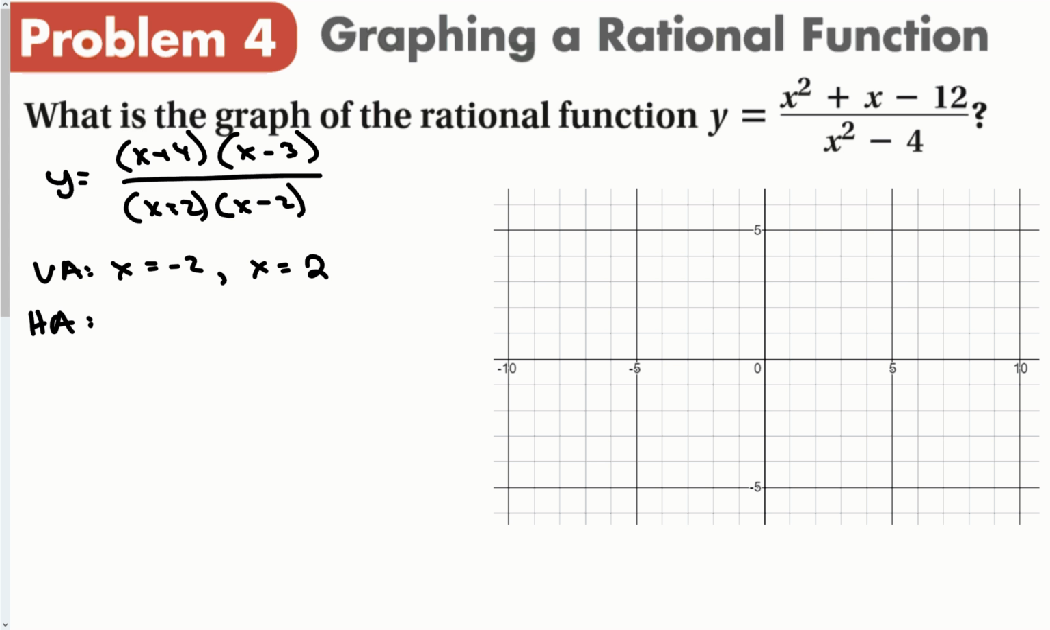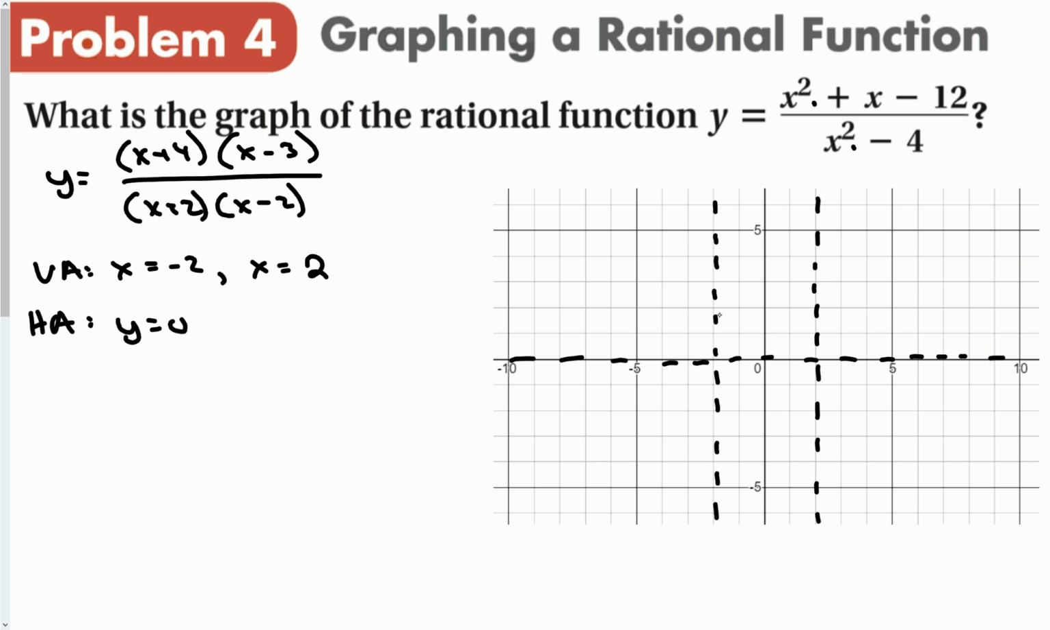Horizontal asymptote. I go back to the original function and I see that the degrees are the same, so that means y is equal to 0. So what you want to do to start graphing these things is draw those asymptotes. The vertical asymptotes go up and down. So we have one at negative 2, and we draw them with dotted lines, and at positive 2, drawn with a dotted line. The horizontal asymptote at 0.